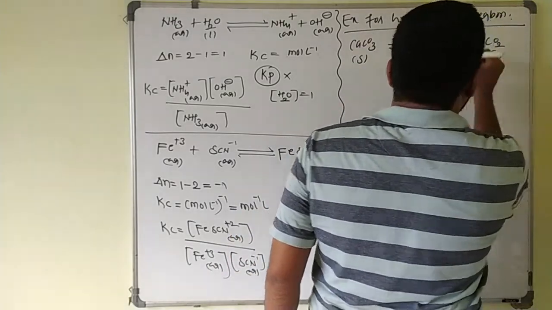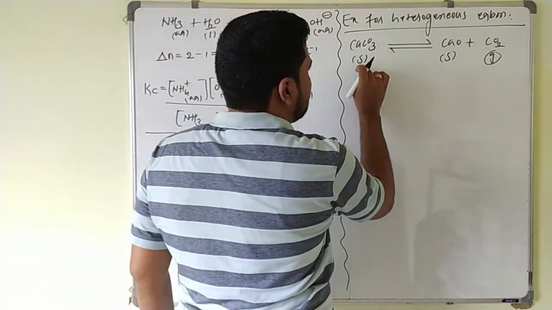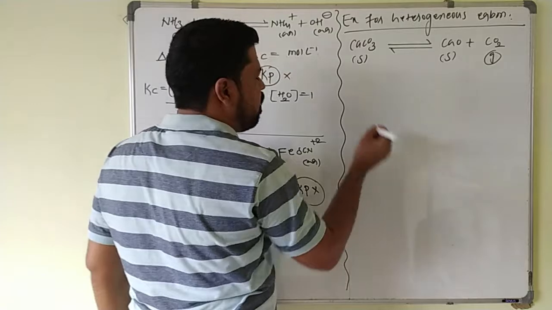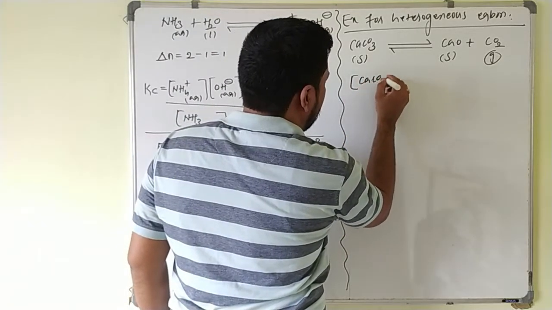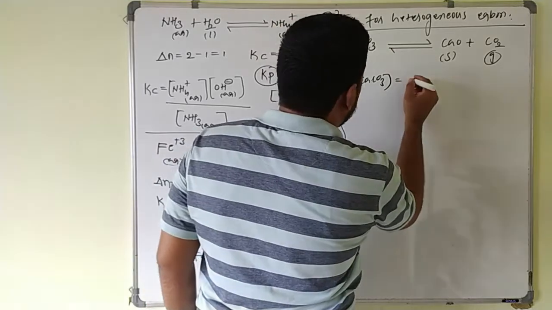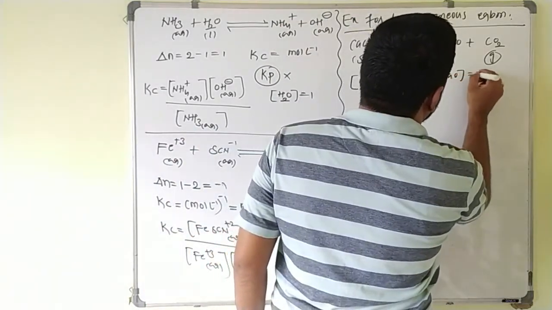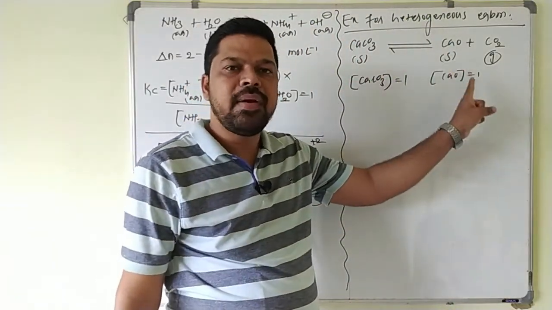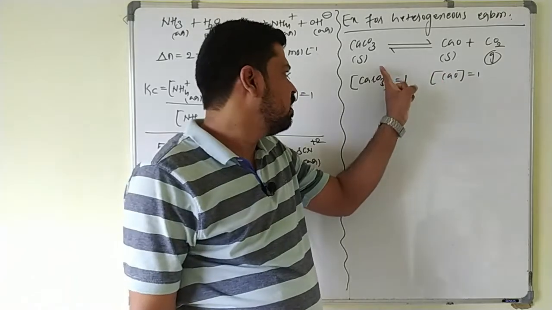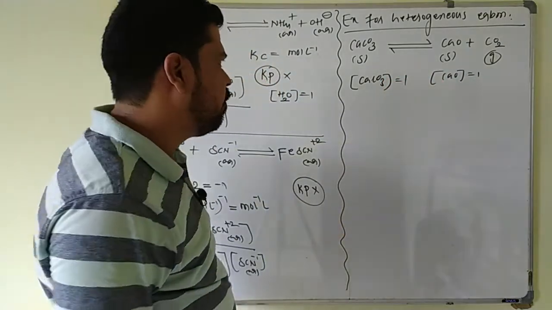So this is solid here. For this equation, already we know that for pure solid and liquid, the active mass is taken as 1. So the active mass of CaCO3 is 1. The active mass of CaO, calcium oxide, is also taken as 1 here. So these two are excluded in the Kp as well as Kc expression, because the active mass of these two becomes equal to 1 since they are in the pure solid form.